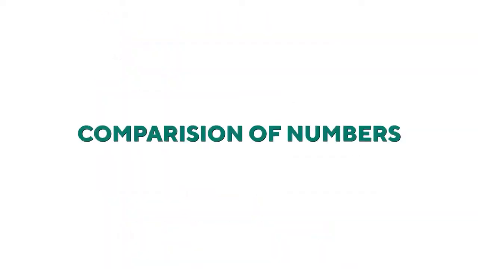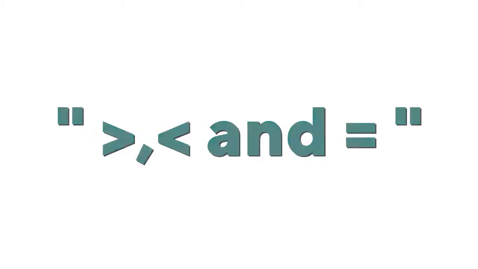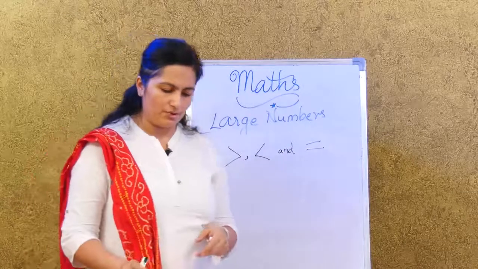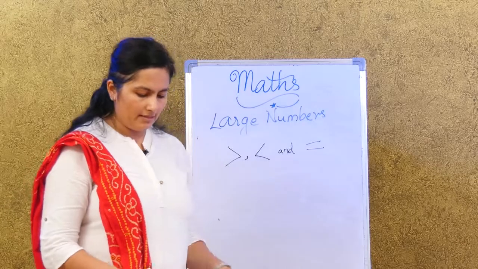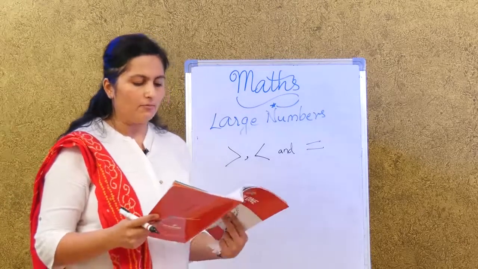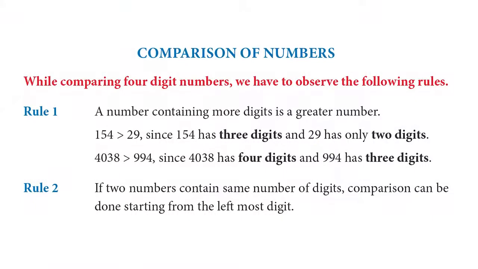Comparison of numbers. We learned in earlier units that not all numbers are same, some are greater, some are lesser, and at times some are equal to each other. So, we use the symbols, remember the symbols? Greater than, lesser than and equal to. These are the three things we used. So, let us take a look at what the rule says. A number containing more digits is a greater number. We learned that.